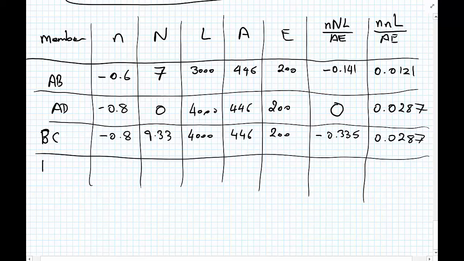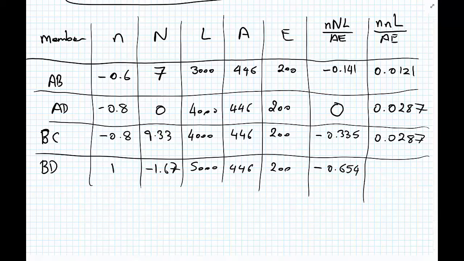We can now move on to member BD. The unit load gave us a unit load in member BD. The real load on the primary structure gave us a force of minus 1.67. We had a length of 5,000. The area remains the same. The Young's modulus is 200. And the summation then for the deflection will give us minus 0.654, and the flexibility coefficient, the summation little n l divided by AE, will give us 0.0561.